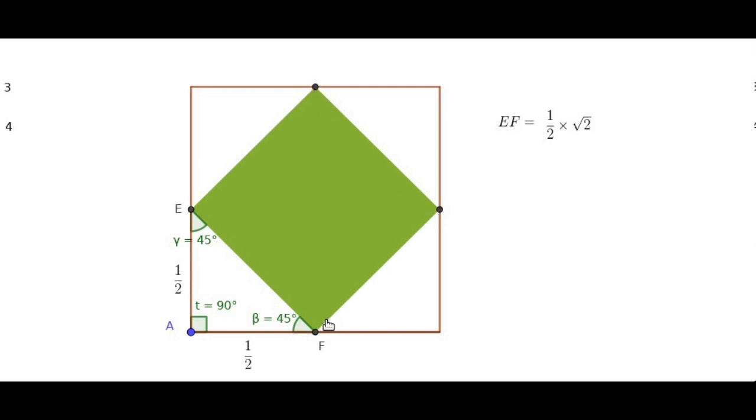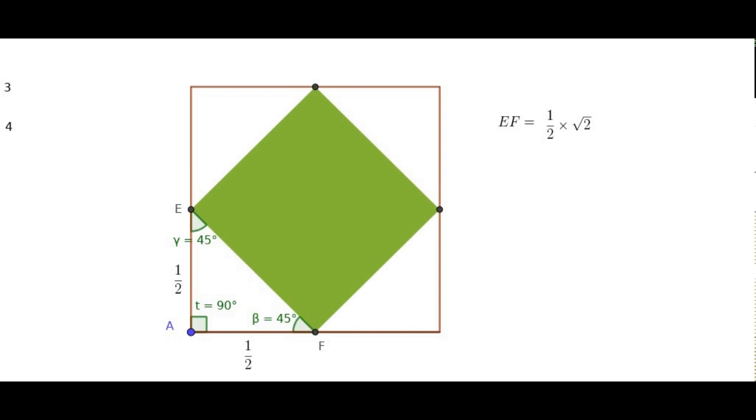In the rectangle, the green square has one of its sides as 1/(2√2). So its area is 1/(2√2) into 1/(2√2). 1/2 into 1/2 is 1/4, and √2 into √2 is 2. So 1/4 into 2 is equal to 1/2. The area of the green square is 1/2, that is half of the area of the first square.